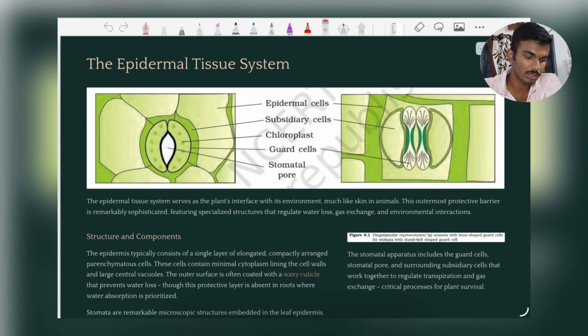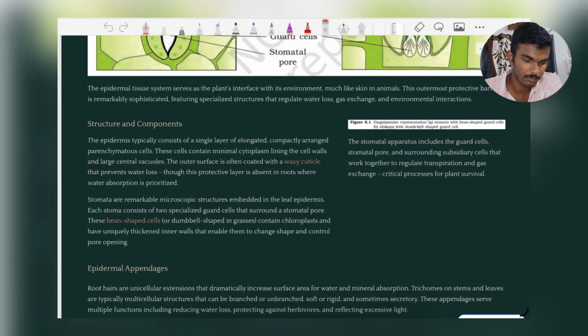The epidermal tissue system. The epidermal tissue system serves as the plant's interface with its environment, much like skin in animals. This outermost protective barrier is remarkably sophisticated, featuring specialized structures that regulate water loss, gas exchange, and environmental interactions.